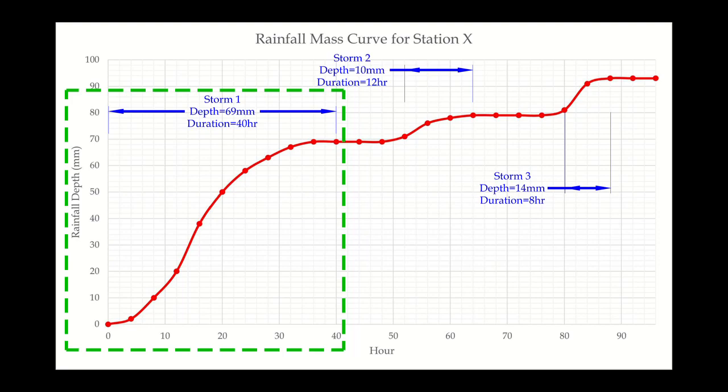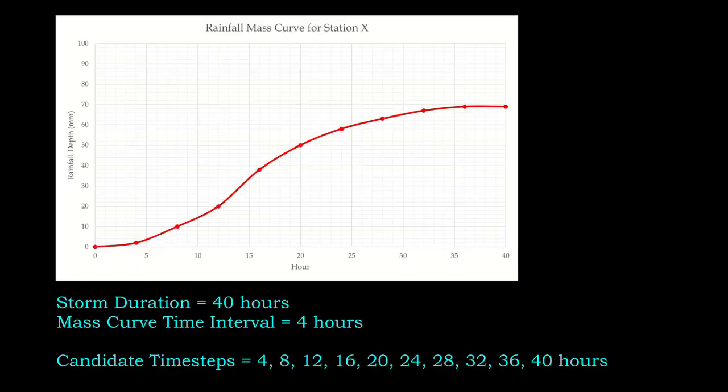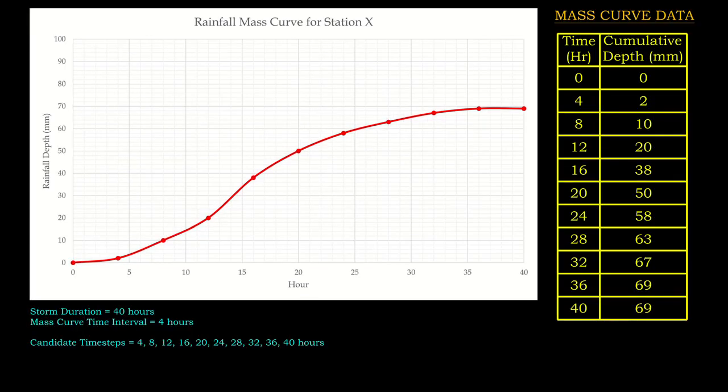Let's focus on the first event, which started from the beginning and lasted for 40 hours. To derive the maximum intensity duration relationship for the storm, we need various time steps that represent storm duration. For our case, the storm duration is 40 hours, and we can use time steps equal to the multiples of 4 hours. In other words, we will be adopting storm durations of 4, 8, 12, and so on until 40 hours. Then, let's extract the mass curve data and put them in tabulated form.